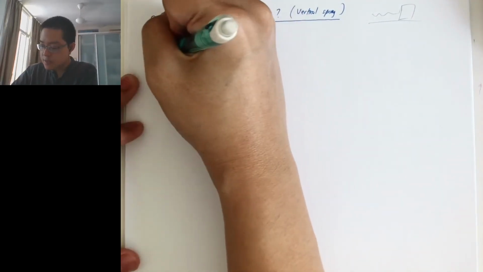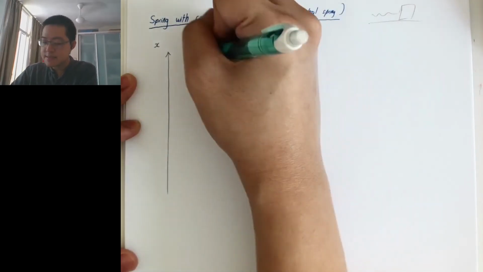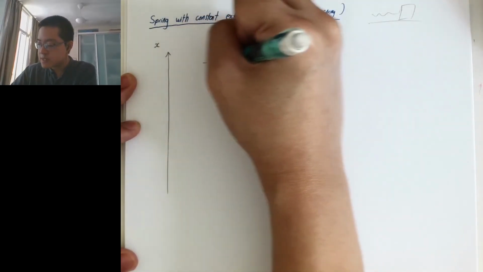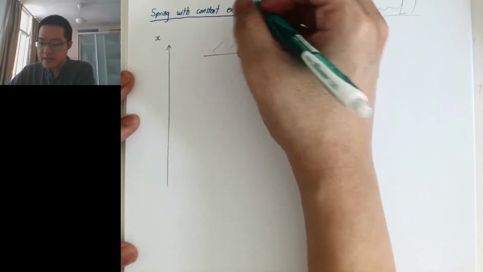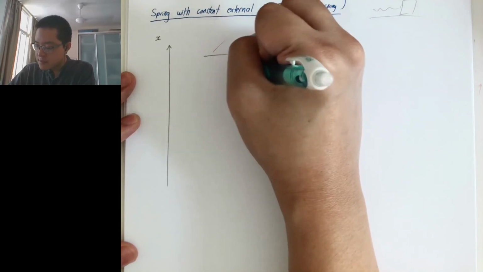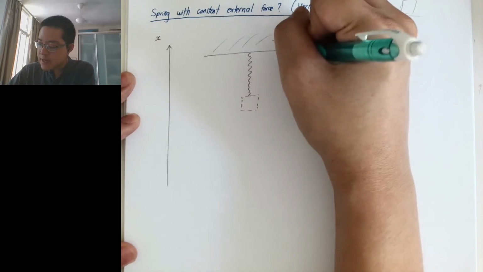Okay, so let me draw this situation. Let's say this is my x-axis. I have a spring suspended from a ceiling like this, right? And let's say my natural length of the spring is here.